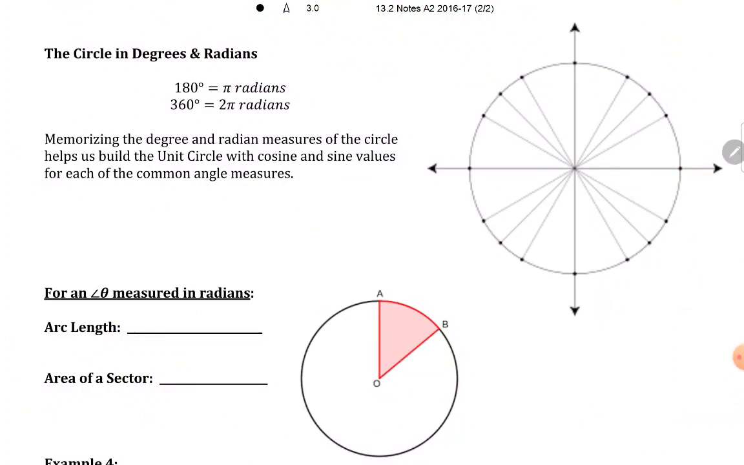Circle in degrees and radians. Memorizing the degree and radians measures of a circle helps us build the unit circle with cosine and sine values for each common angles. So if we remember this as 0 degrees or 0 radians or 360 degrees if you go full circle, or 2 pi.